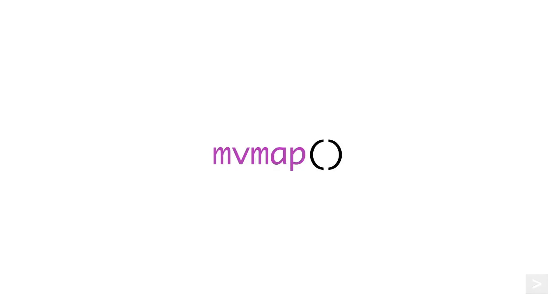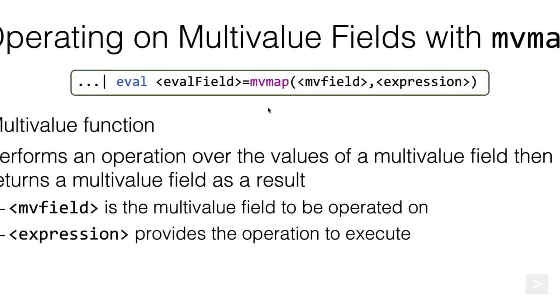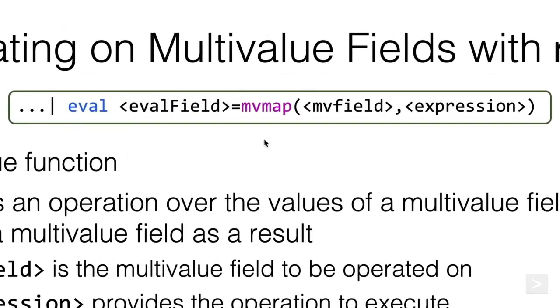Now, the mvmap function performs an operation over the values of a multi-value field, then returns a multi-value field as a result. The mvmap function takes in a multi-value field as its first argument. The second argument is an expression that applies an operation over the values of the multi-value field and then returns a multi-value field as a result.